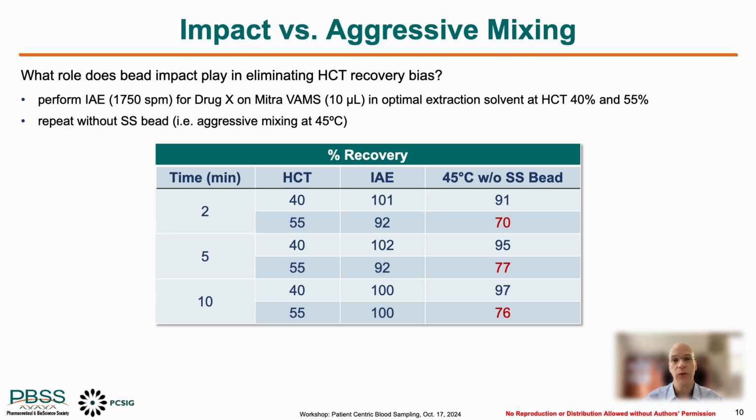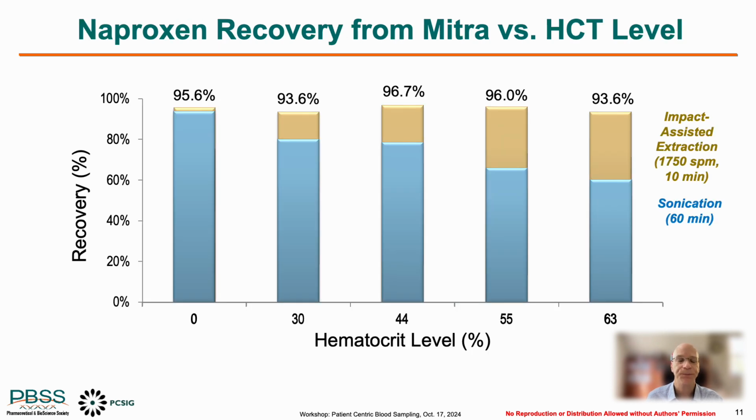In terms of deconvoluting the role of aggressive mixing versus bead impact, the recovery of drug X here from 10 microliter Mitra tips by impact-assisted extraction at 1750 strokes per minute furnished complete extractability at each of 40% and 55% hematocrit after 10 minutes. When we repeat the experiment in the absence of the stainless steel bead, but at similar extraction solvent temperature, that is 45 degrees, we observe a reduction in recovery greater than 20% at 55% hematocrit, confirming the importance of bead impact in the proposed mechanism for overcoming hematocrit bias.